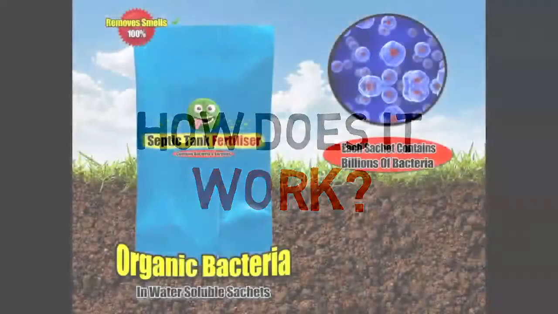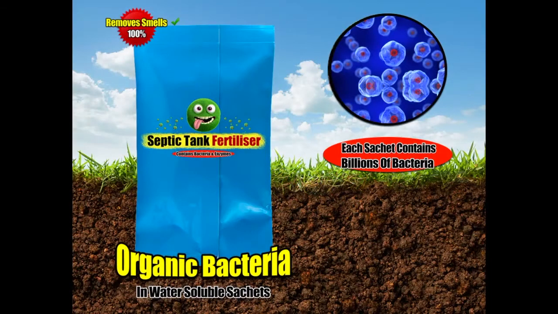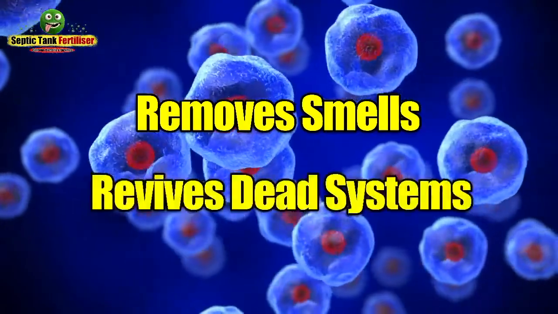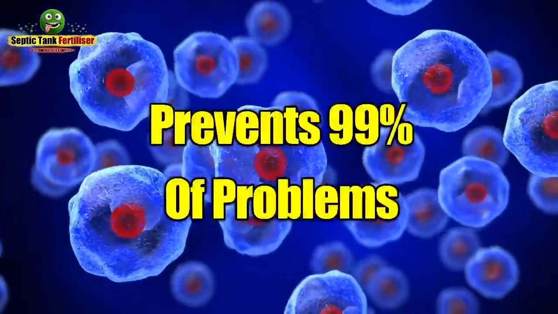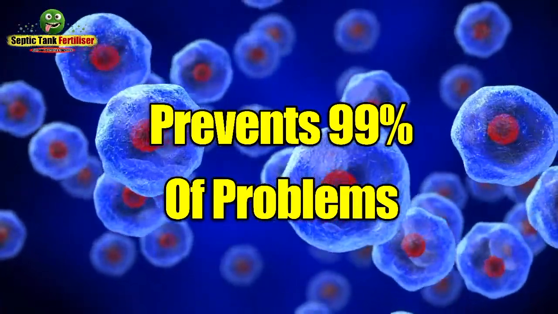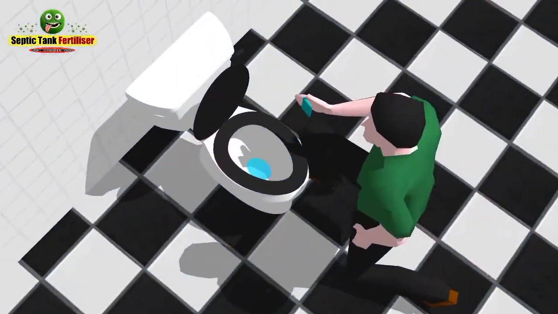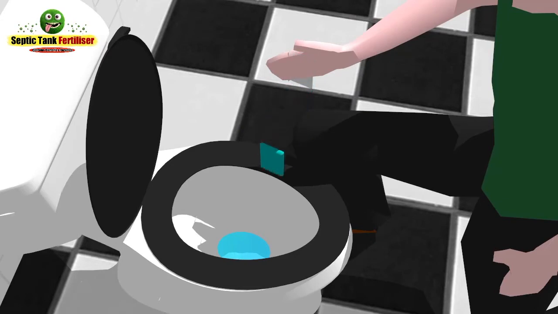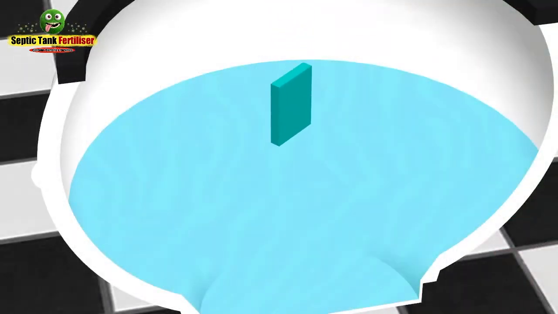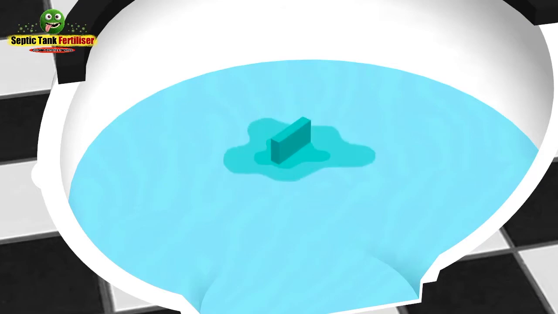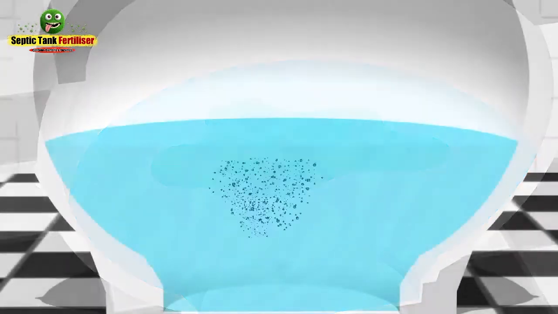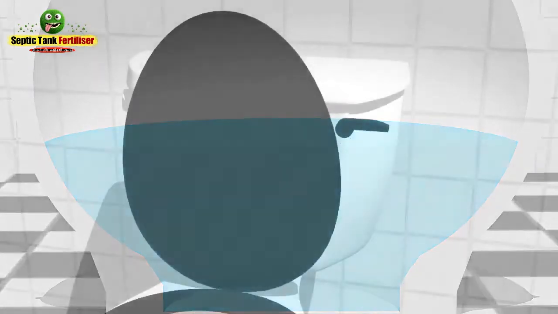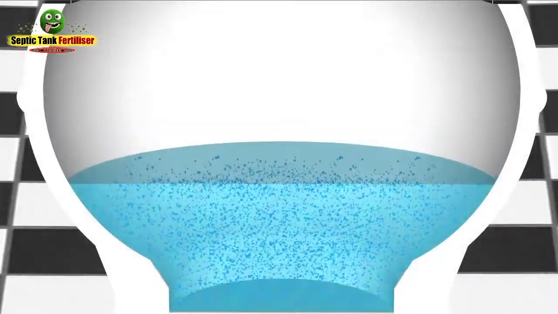So, how does septic tank fertilizer work? Well, in each of the 12 water-soluble sachets, there are billions of organic bacteria and enzymes which remove smells, revive dead systems, and prevent 99% of all septic tank problems. So how do you get septic tank fertilizer into your septic tank? Well, it's really, really easy. Simply drop one of the water-soluble sachets into the toilet and let it dissolve, which generally takes about 30 seconds. As it dissolves, it will release billions of organic bacteria and enzymes into the water. Once it's dissolved, then simply just flush the loo.